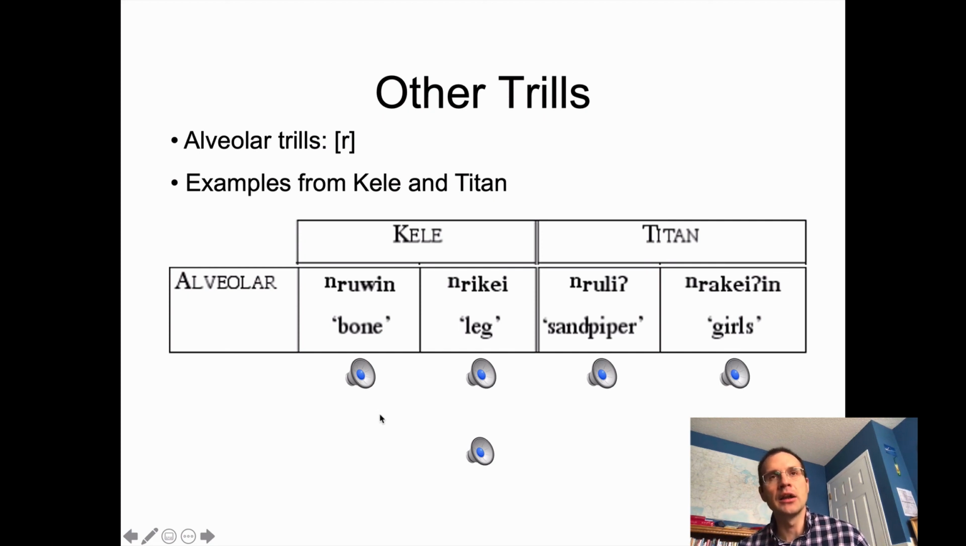Try not to raise your tongue a bunch of times, because you can't do it fast enough to get 25 repetitions per second, right? Ruin, Truin, Rikei, Treke, Rili, Trli, Rekein, Trakein, something like that.